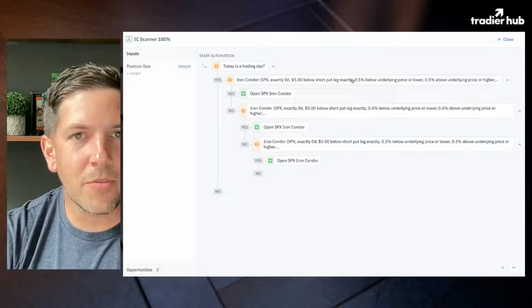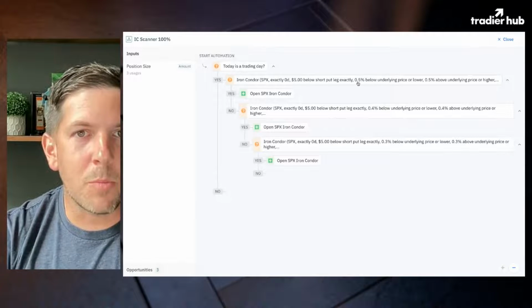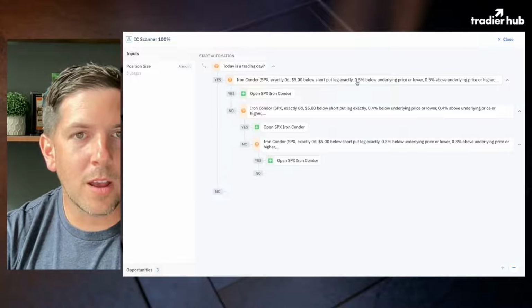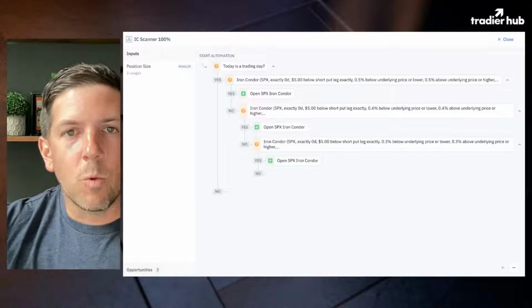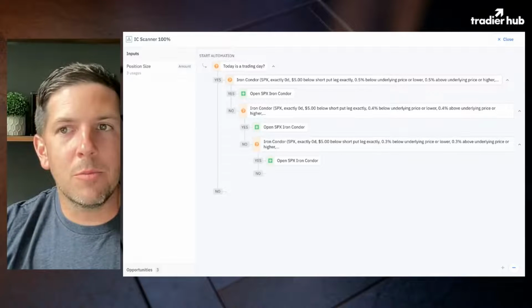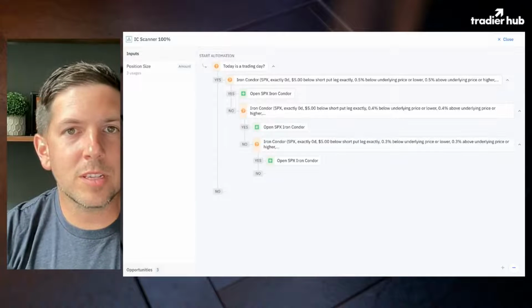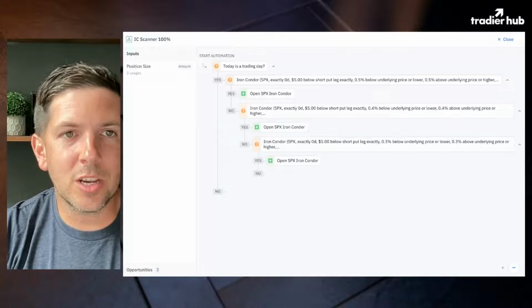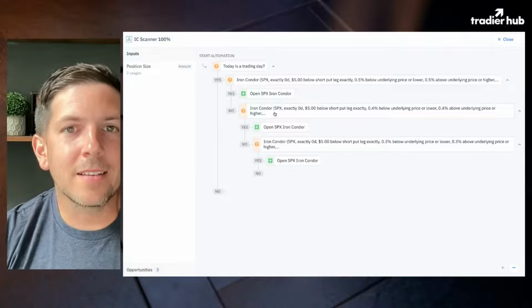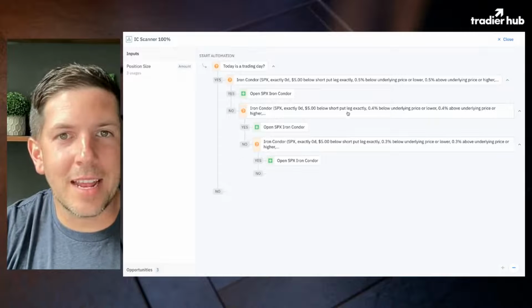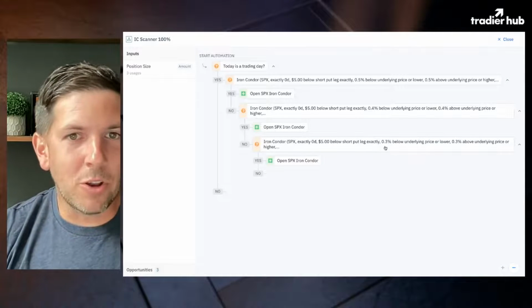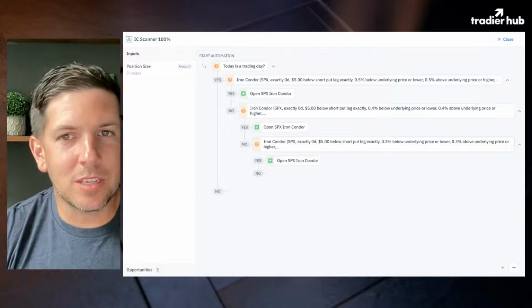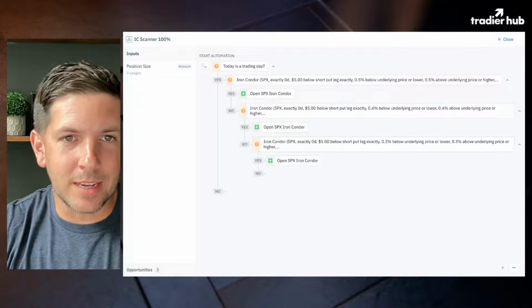So he's starting from the furthest out of the money, which would be 0.5% above and below. So the furthest wings, like find the biggest, widest iron condor that's available with great risk reward metrics. If you find that, enter the position. Okay, if you don't find that, find the next closest, right? And he stair steps into a 0.4%. And then if you don't find that, find the next closest at 0.3 and just progressively get tighter as the day goes on.